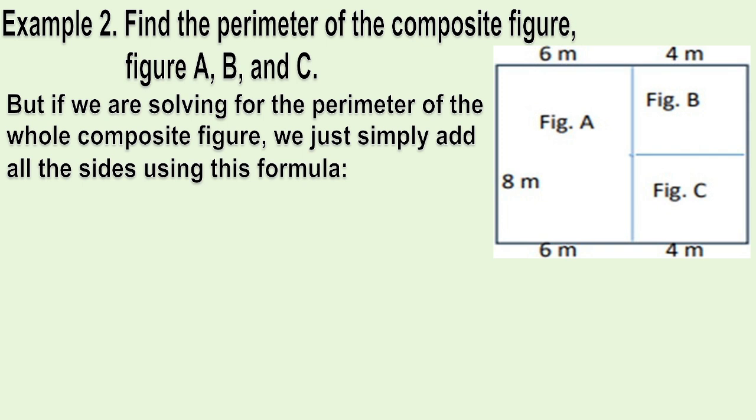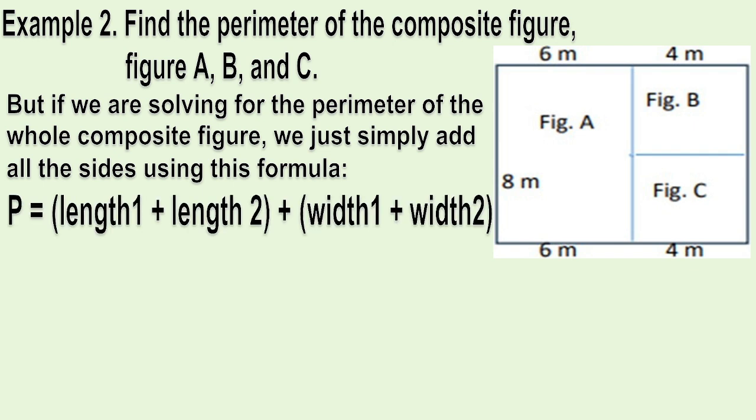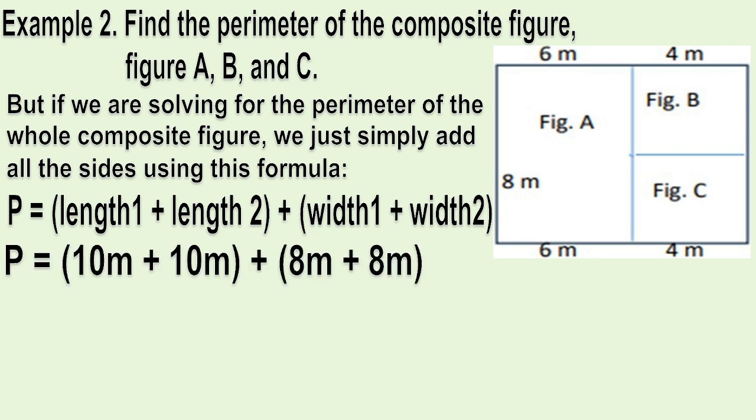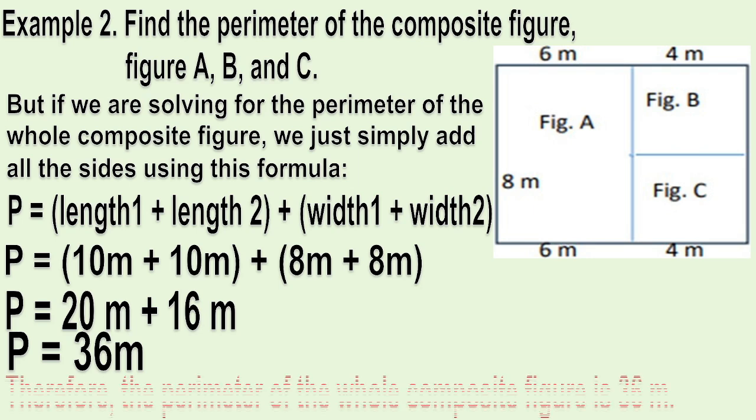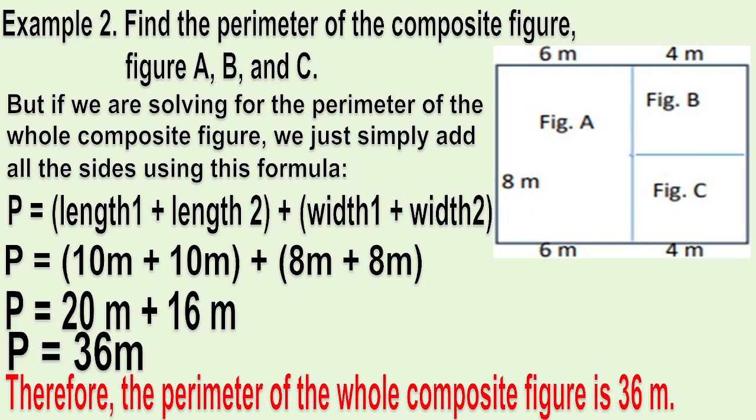But if we are solving for the perimeter of the whole composite figure, we just simply add all the sides using this formula. So perimeter equals length 1 plus length 2 plus width 1 plus width 2. So perimeter equals 10 meters plus 10 meters plus 8 meters plus 8 meters. So 10 plus 10 equals 20 and 8 plus 8 equals 16. So 20 plus 16 equals 36. Therefore, the perimeter of the whole composite figure is 36 meters.